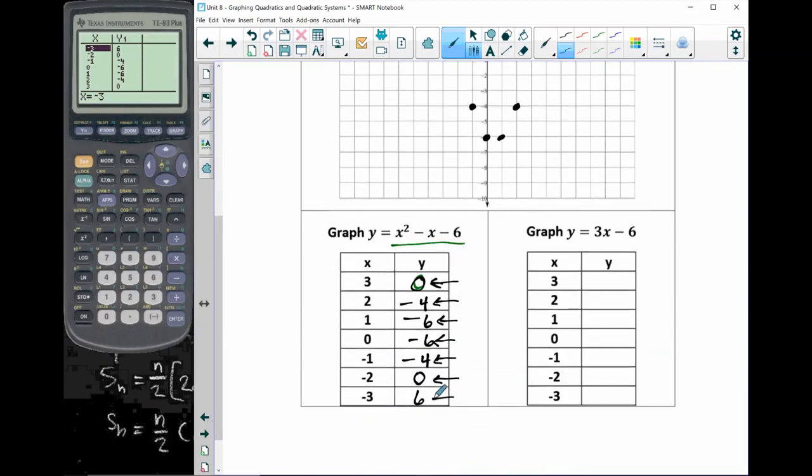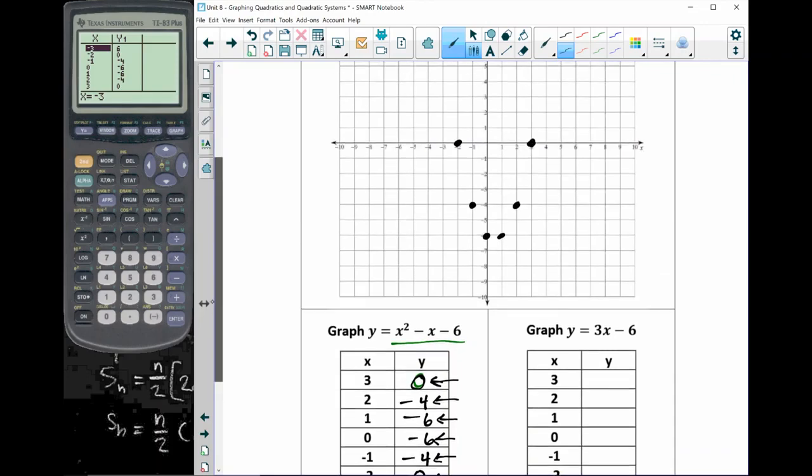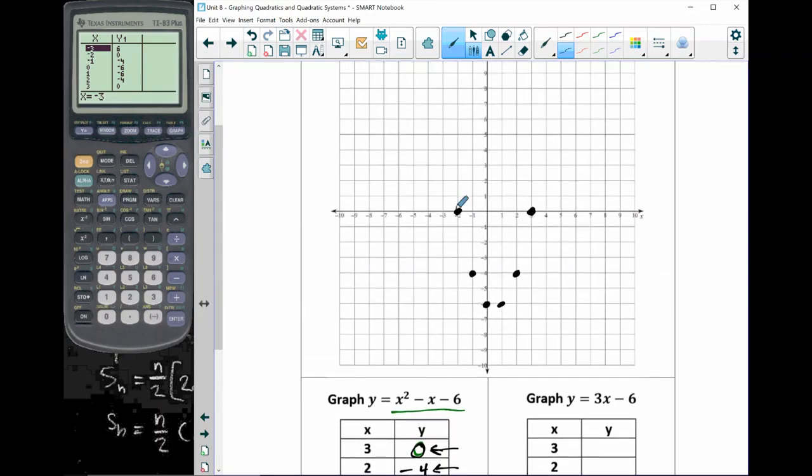I don't really need to graph this point. Negative 3, 6. I'm going to graph it anyway. I'm going to go to the negative 3, and I'm going to go up 6. Now, I can estimate that my other point is going to be about here. I'm guessing. And if you look at the picture, that seems about right.